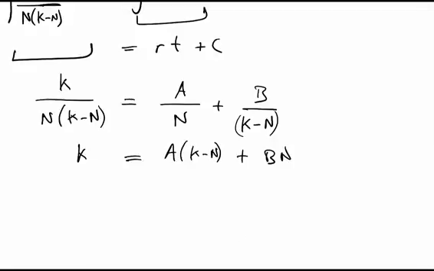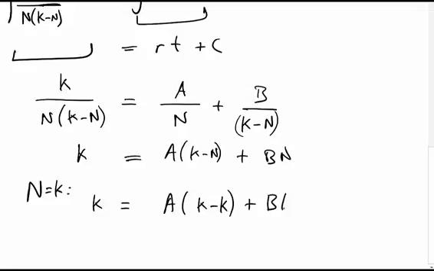So first of all, I'm just going to choose a value for n, effectively, to try and get rid of some stuff. So first of all, I'm going to let n equal k. So what happens if I let n equal k? I'm going to get k equals a times k minus k plus bk. So this k minus k goes to 0, so I get rid of that. So that implies that when n equals k, k equals bk, so therefore b must equal 1. Yeah, because I just divide through by k, I just get 1.